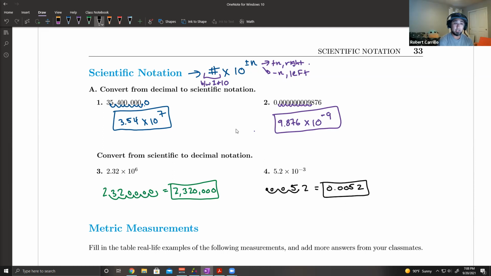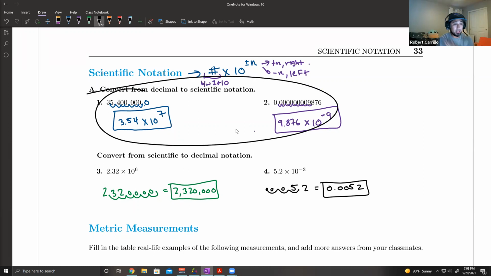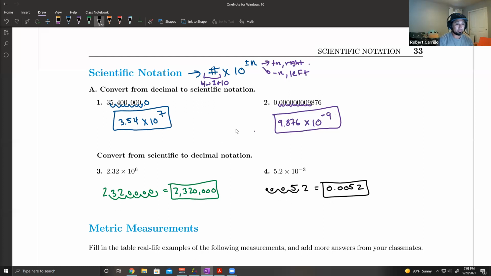All right. And that's scientific notation. If you're going from decimal to scientific, remember that whenever you move the decimal, you have to move it until you get a number that is between 1 and 10. So we had 3.54 and 9.876. So both numbers are between 1 and 10. All right. All good? All right.